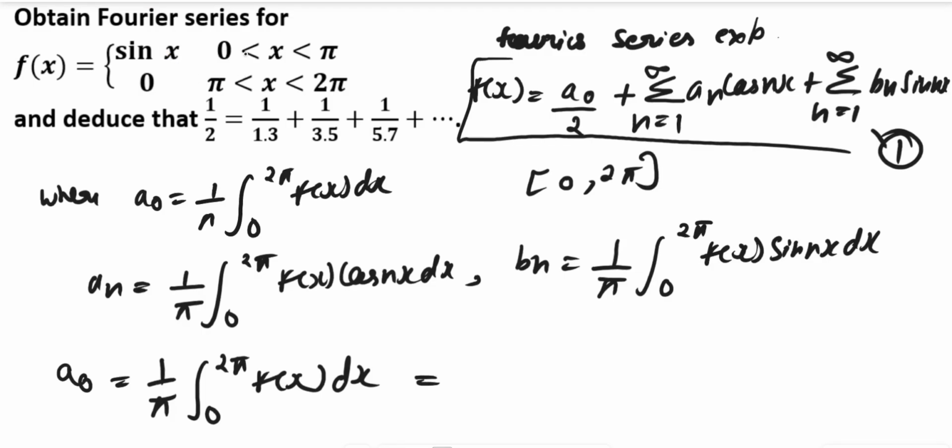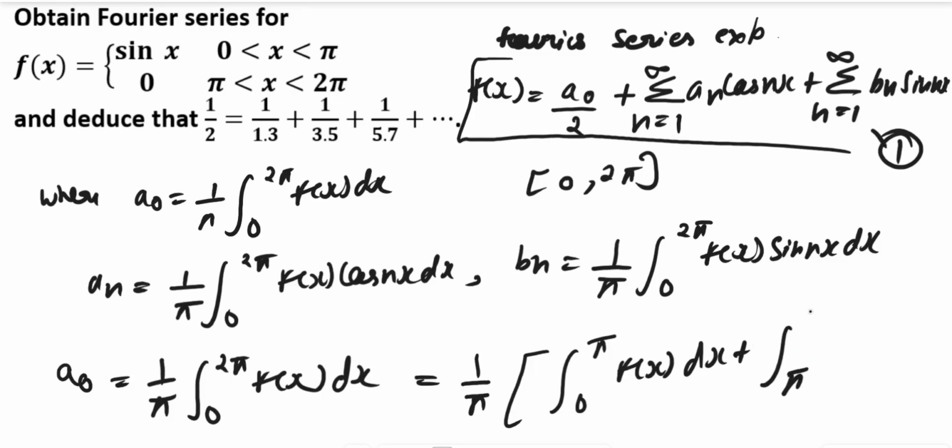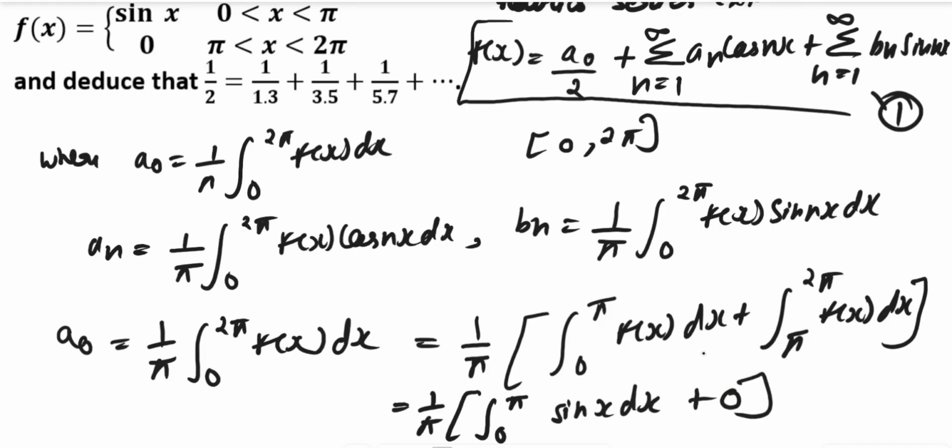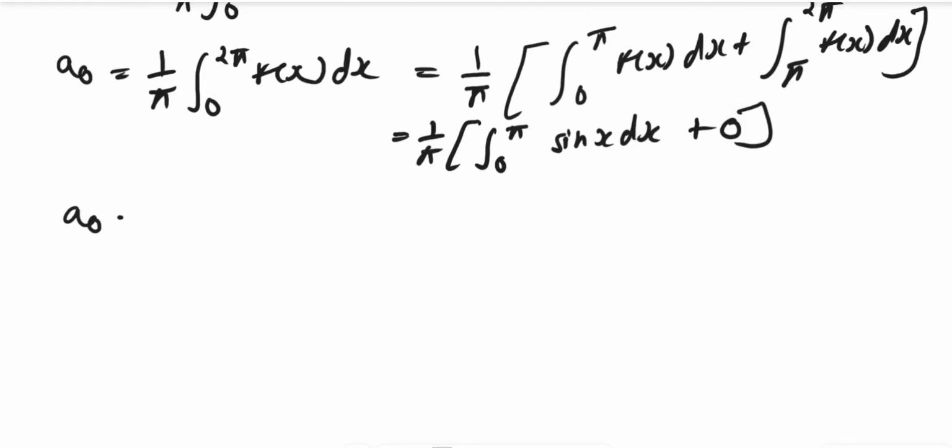Now the value of f(x) is divided in two intervals, so we will take the integration in two intervals. It is 1 upon pi integration 0 to pi f(x) dx plus integration pi to 2 pi f(x) dx, which is equal to 1 upon pi integration 0 to pi f(x). The value in the interval 0 to pi is sin x, so it is sin x dx, and in the interval pi to 2 pi it is 0, so this whole part will become 0. This gives a naught is equal to 1 upon pi integration 0 to pi sin x dx.